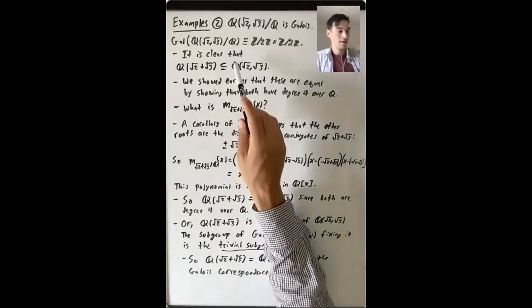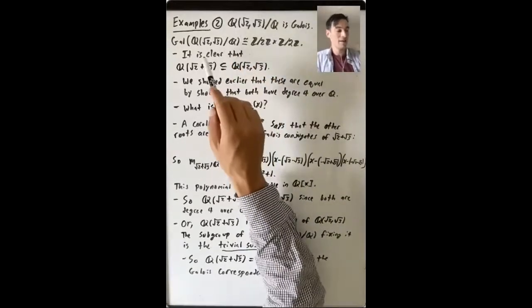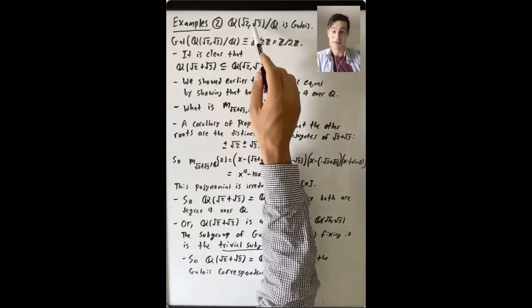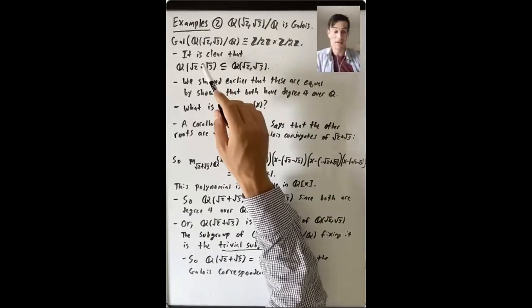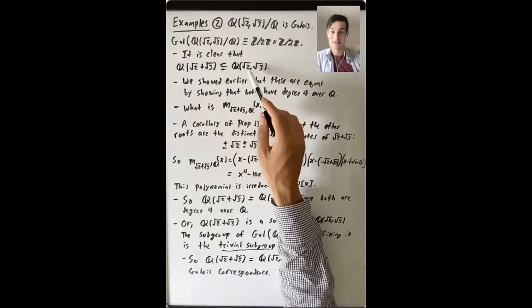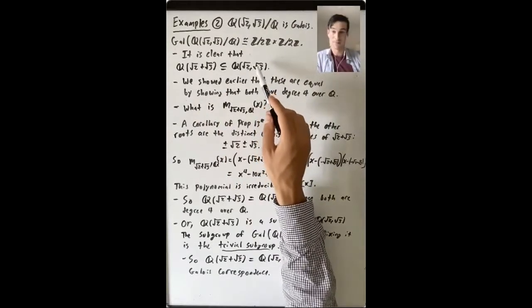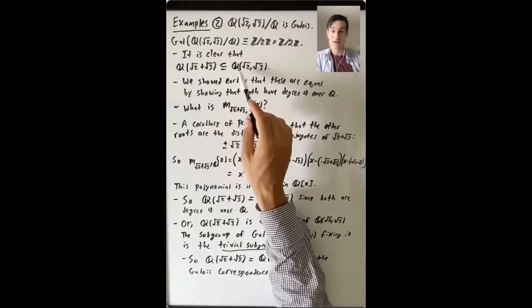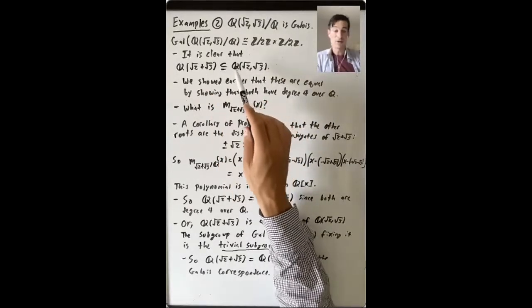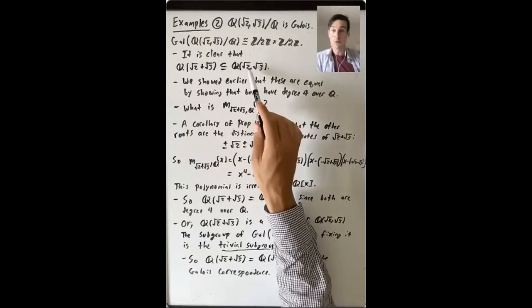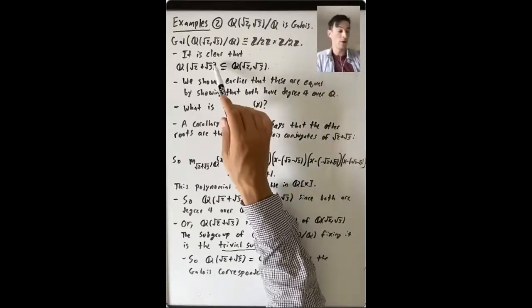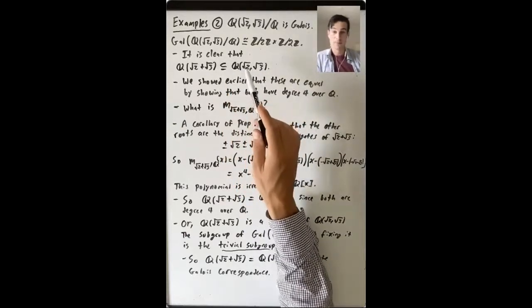So if you take square root of 2 plus square root of 3, it's very clear that that's an element of this field. So that means that the field generated over Q by square root of 2 plus square root of 3 is contained in Q adjoin square root of 2, square root of 3. And in fact, we showed earlier that these two fields are actually the same. How did we do that? We showed that both of these fields have degree 4 over Q, and two fields of the same degree over Q, where one is contained in the other, are equal.